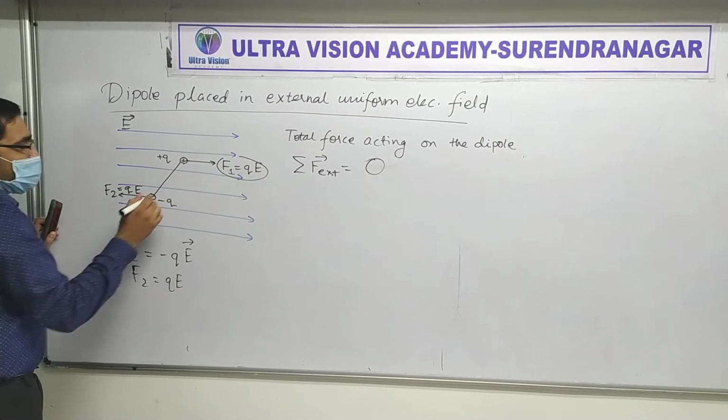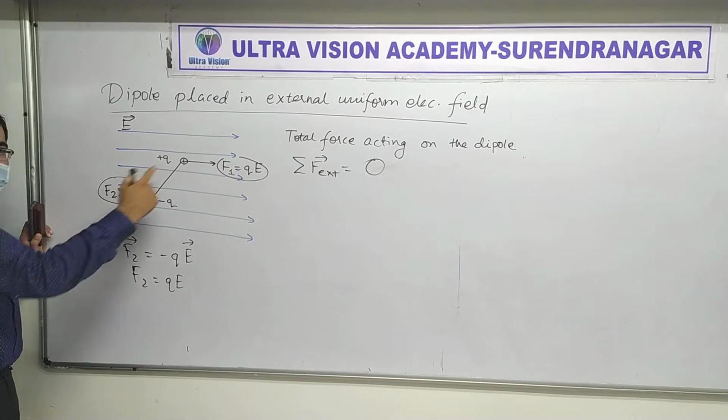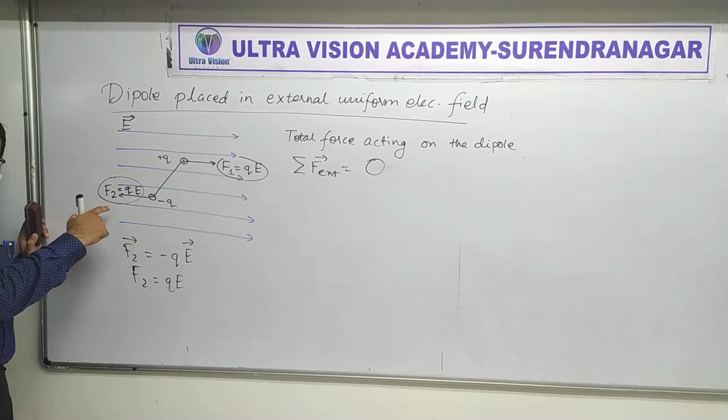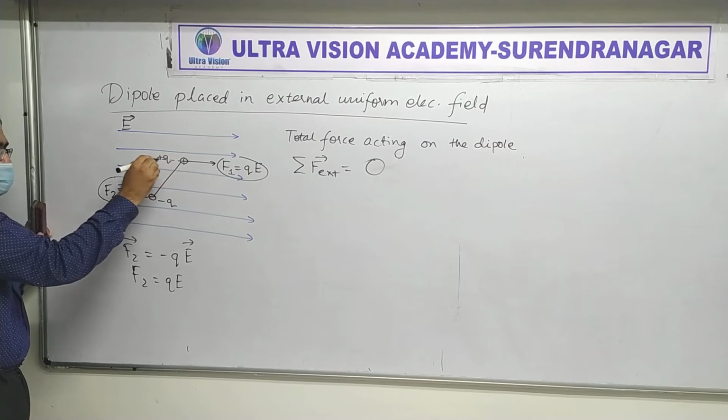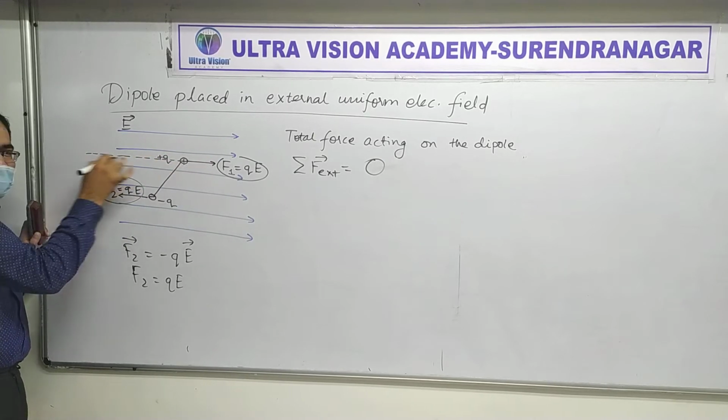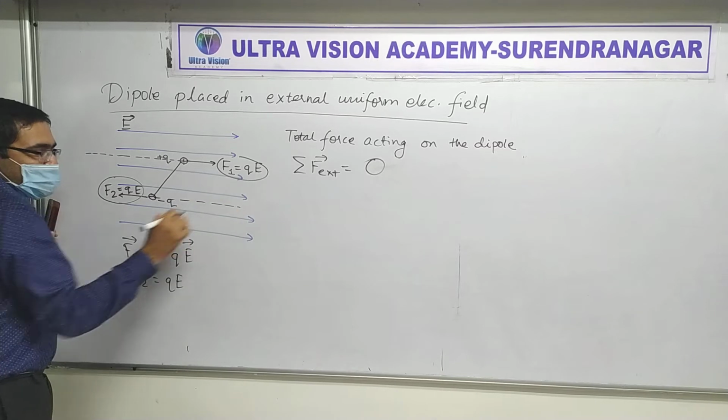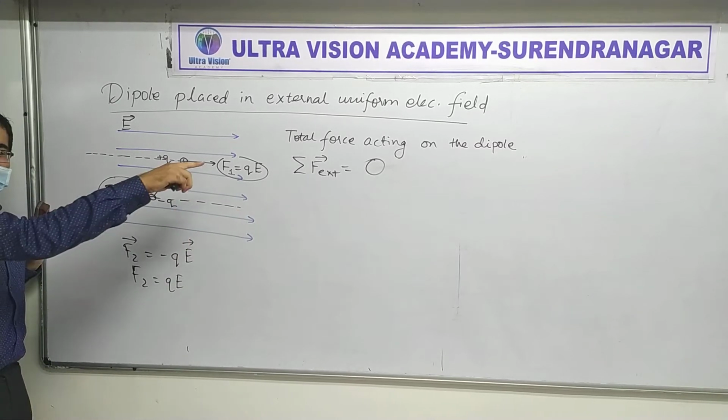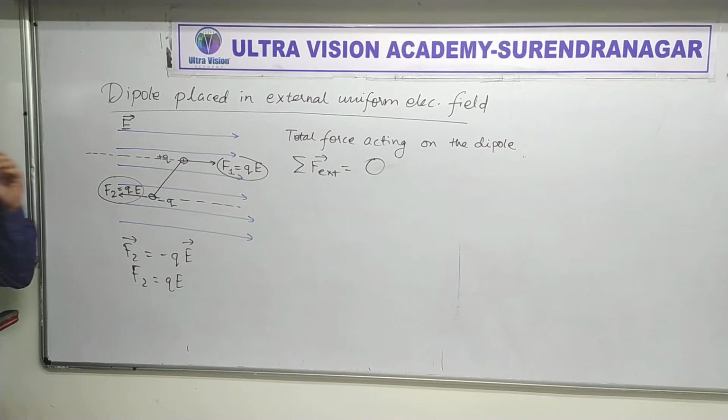Do you remember what such forces are called, which are equal in magnitude, opposite in direction, but acting on different lines? For example, this is acting on this line, and this is acting on this line. Line of force. You remember line of force? What are such forces called? A pair of forces acting like this is called.